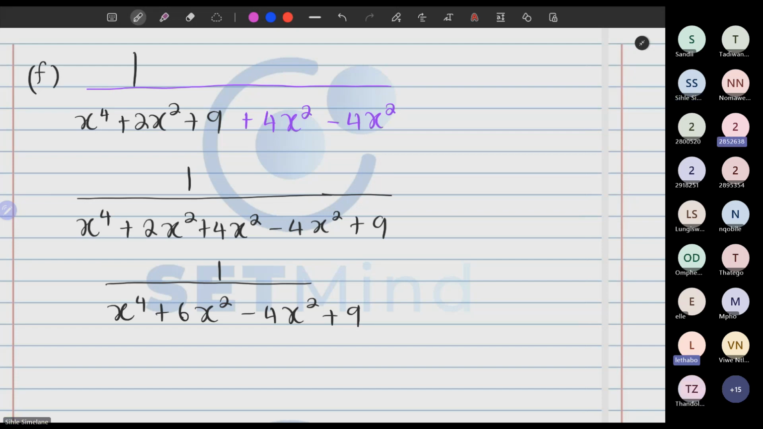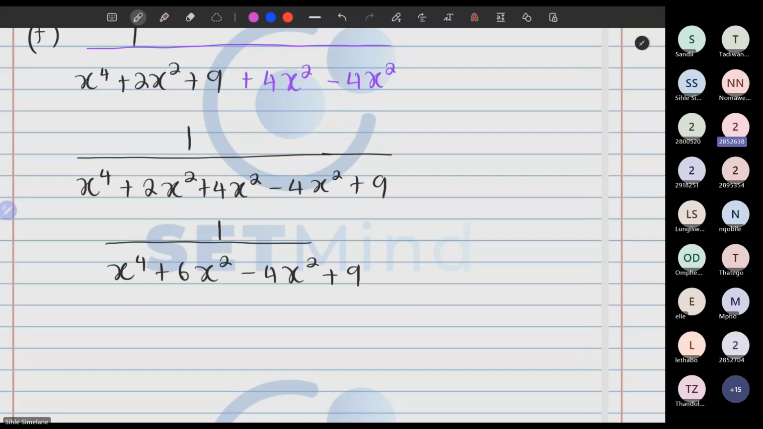Plus 6x squared plus 9. I cannot hear you. X to the power of 4 plus 6x squared plus 3... Please come again. X squared plus 3 all squared. How did you figure that out? We have x to the power of 4 plus 6x squared plus 9. I excluded minus 4x squared.